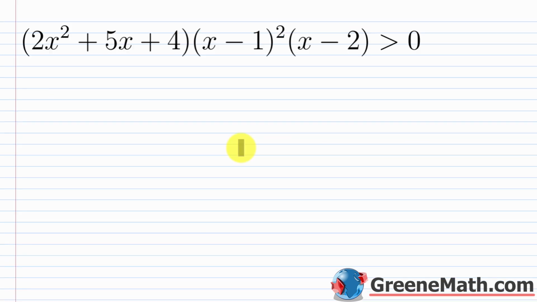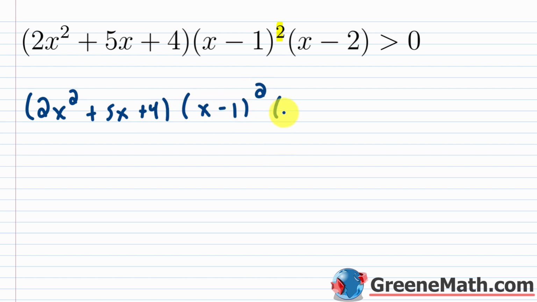All right, let's take a look at one final problem. So this one has a few things in it that I think are important to understand. So we have the quantity 2x squared plus 5x plus 4 times the quantity x minus 1 squared times the quantity x minus 2 is greater than 0. So first, let's just write this as 2x squared plus 5x plus 4. And then this right here, x minus 1 quantity squared. And this one right here is x minus 2. And let's set this equal to 0.